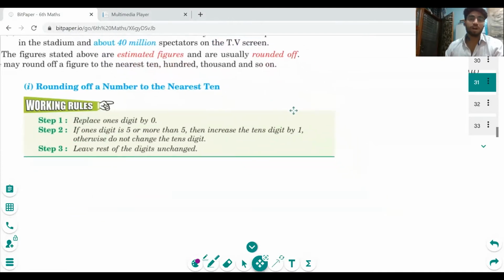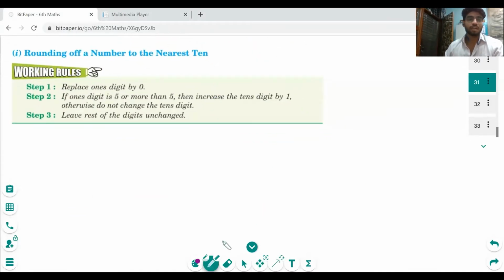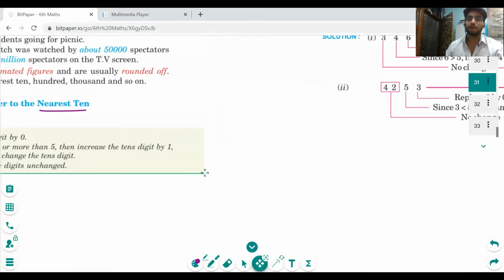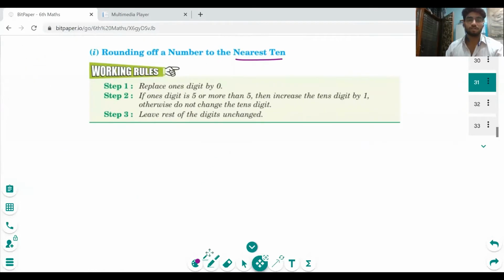Okay, now what is this rounding off? We are going to understand it with rounding off to the nearest 10. Okay, so what do we understand by this? Let's take an example. How about I take 346? We are going to follow these rules. Okay, these rules are also given in your book.